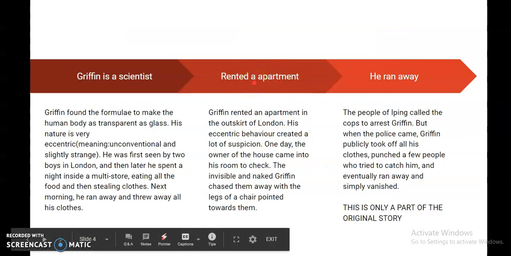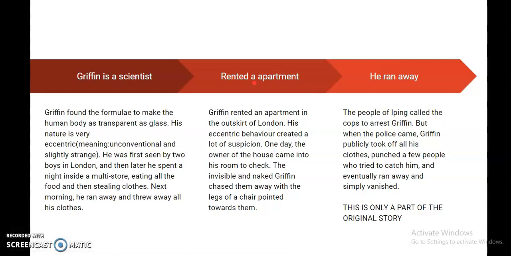So he left London and went to a place called Epping. It was in the outskirts. Griffin rented an apartment in the outskirts of London. His eccentric behavior, as I told you, eccentric meaning unconventional and slightly strange, created a lot of suspicion. One day, the owner of the house came into his room to check.